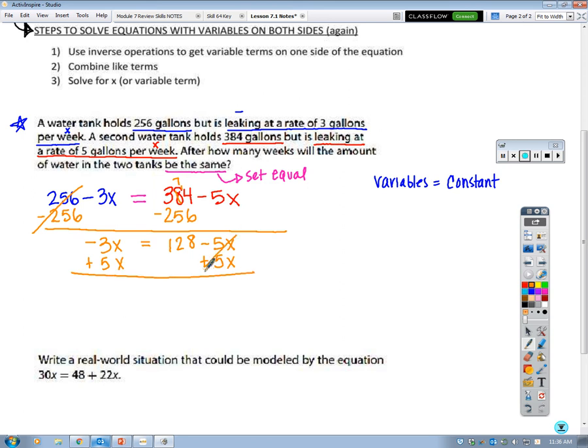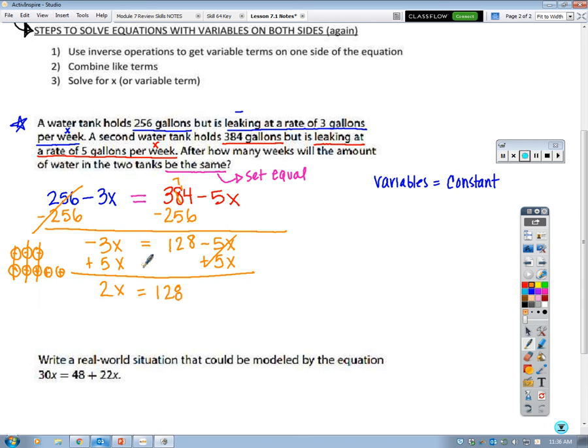That cancels it out on this side. I combine on this side, so I've got a negative 3 plus 5, little visual term here. I've got 3 negatives, 5 positives. The positives and negatives cancel each other out, and I'm left with 2 positives. So I've got 2x here equals 128.